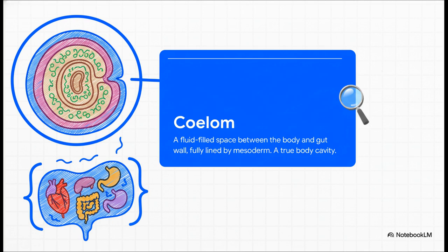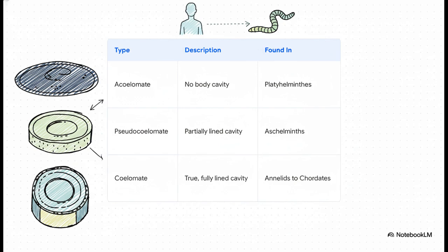It's a key innovation. And this is how that one concept helps us classify whole groups of animals. You've got your acoelomates, like flatworms, which have no body cavity at all. They're basically solid inside. Then you have the pseudocoelomates, like roundworms. They have a cavity, but it's not fully lined by the mesoderm. It's kind of like a partially finished room.